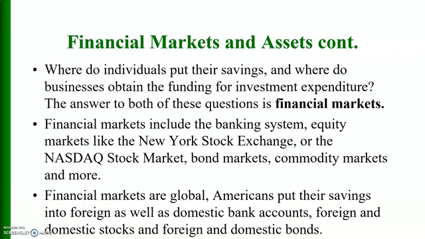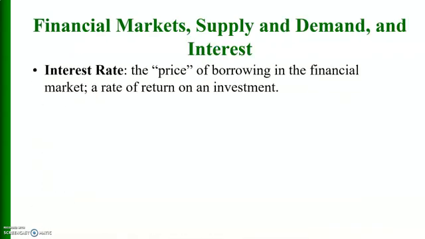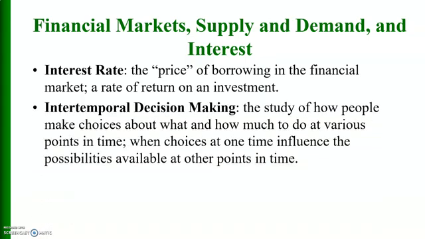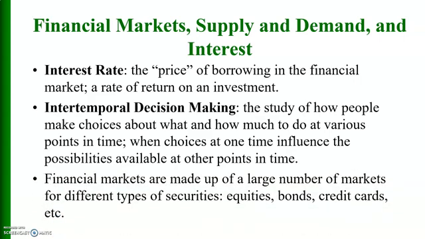Americans put their savings into foreign as well as domestic bank accounts, foreign and domestic stocks, and foreign and domestic bonds. Interest rates are the price of borrowing in the financial market, a rate of return on an investment. Intertemporal decision making is the study of how people make choices about what and how much to do at various points in time, when choices at one time influence possibilities available at other points in time.